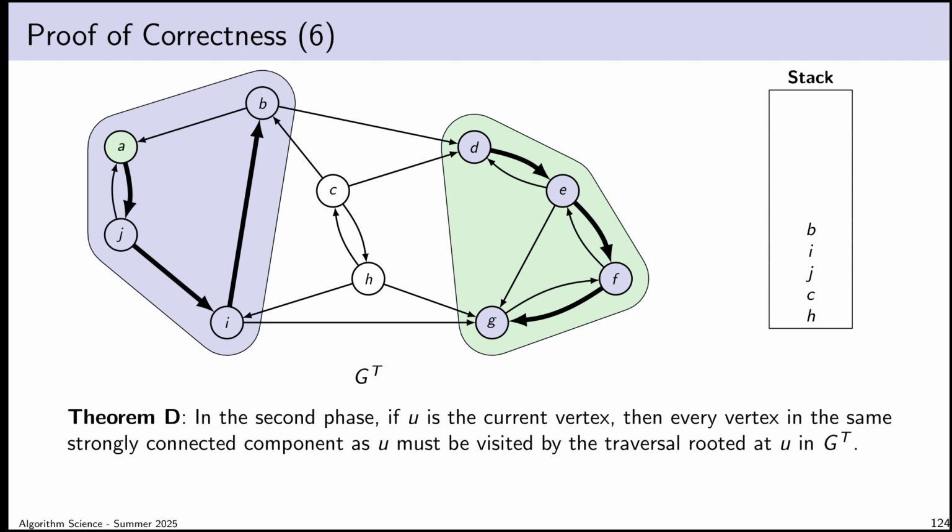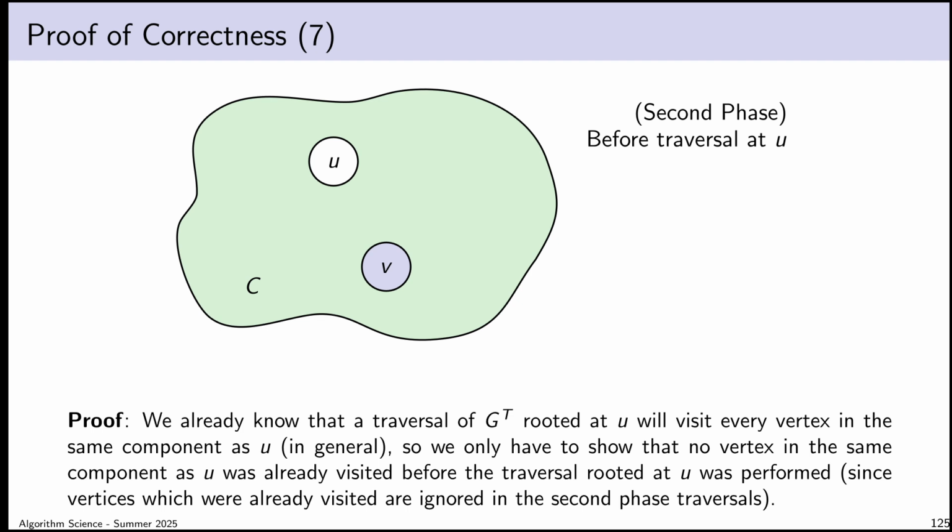So theorem D. In the second phase, if U is the current vertex, if it is the thing that I am the root of my current traversal, then every vertex in the same component as U, we'll try that underline again, every vertex in the same component as U must be visited by the traversal I perform at vertex U in G transpose. All right, we're almost there. Okay, so we already know, obviously, that if I start at vertex U and I do a traversal in G transpose in general, so if I don't consider whether vertices are already visited, I start with a brand new copy of G transpose, we already know from way earlier in this lecture, like an hour ago, that if I do a traversal starting at vertex U in G transpose, I will visit every vertex in the same component. That is definitely going to happen.